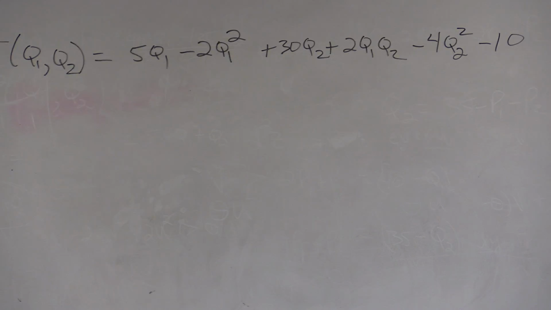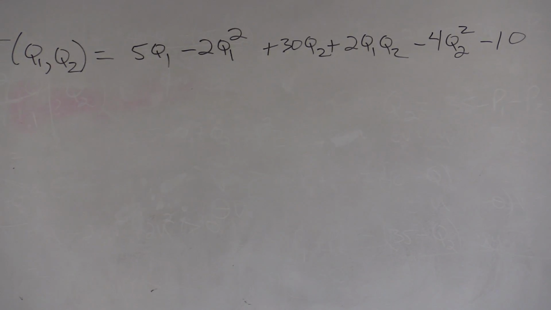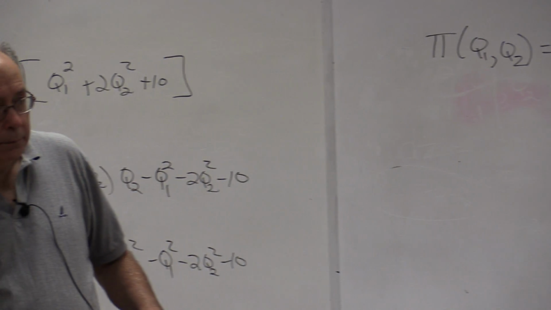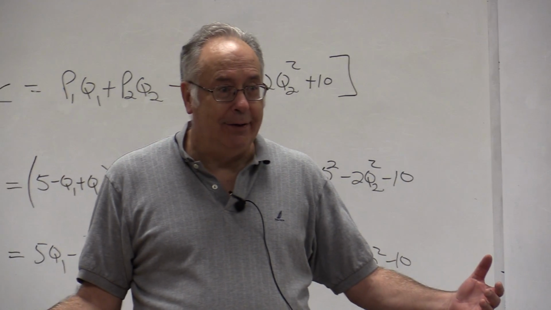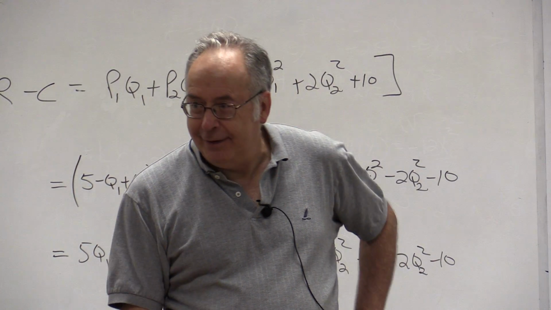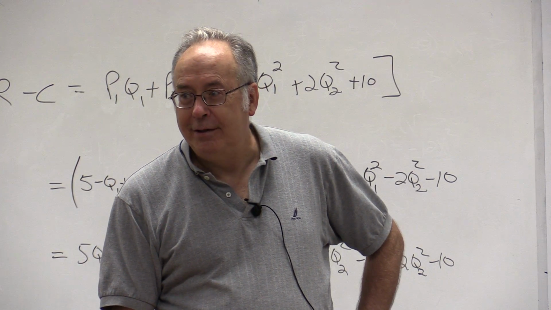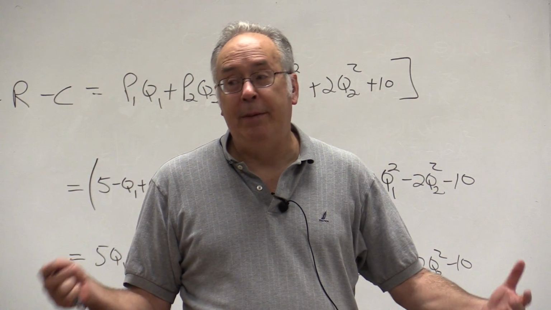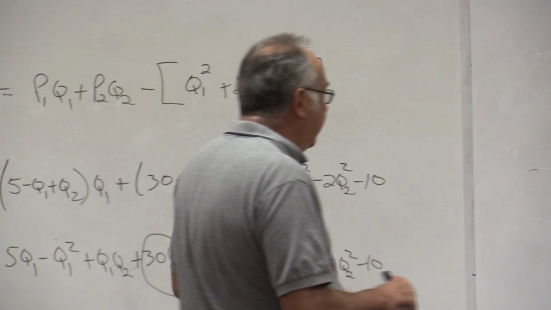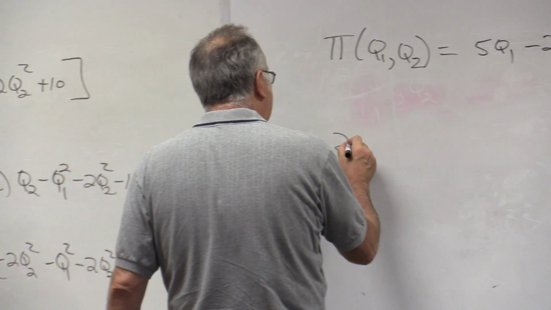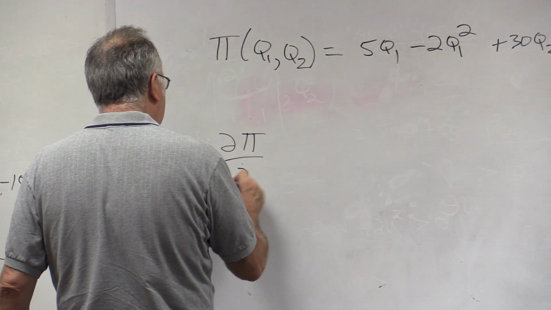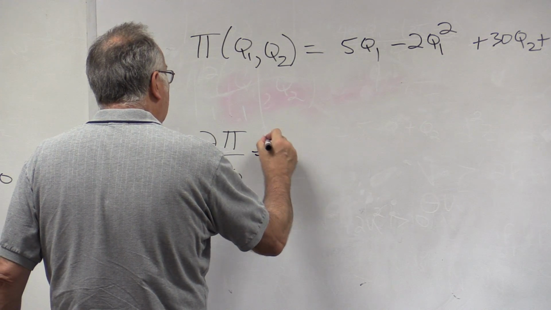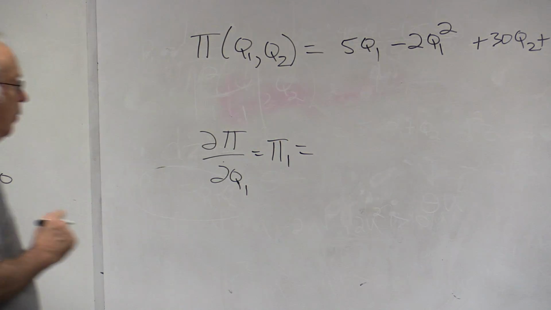So what are the procedures we follow for finding the maximum? You haven't forgotten. It's been only a week. Okay. What kind of derivatives are they? Partial derivatives. And there's going to be two of them. So take the partial derivative of profit with respect to Q1. And we will just call this pi 1. And Will, what is pi 1?